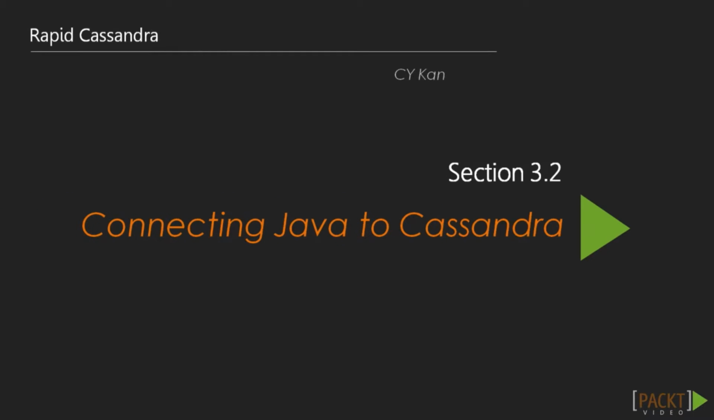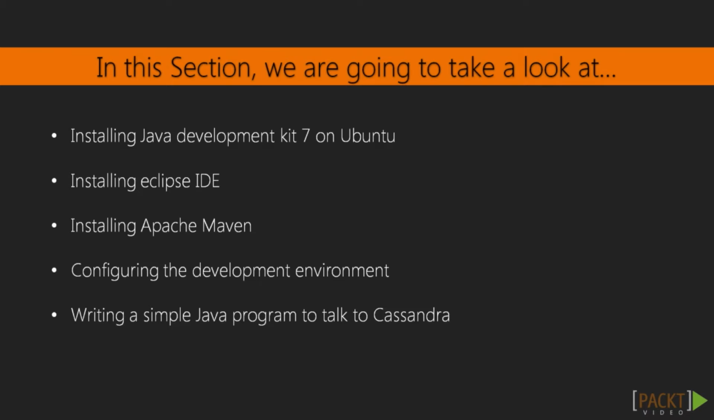Welcome to the second video of Section 3 of Rapid Cassandra. In this video, you'll install and set up the Java development environment on Ubuntu. You'll also write a simple Java program to connect to Cassandra.